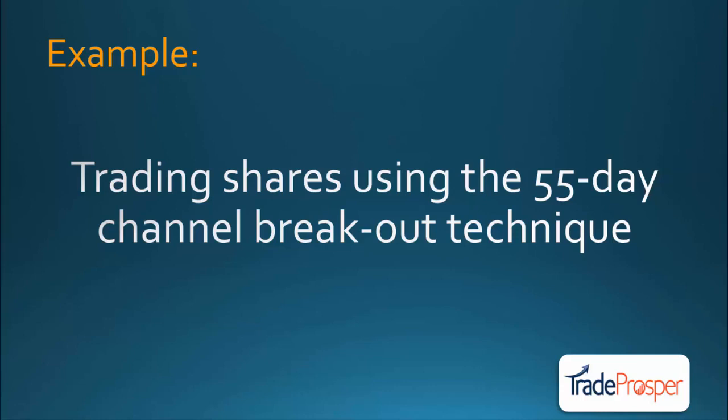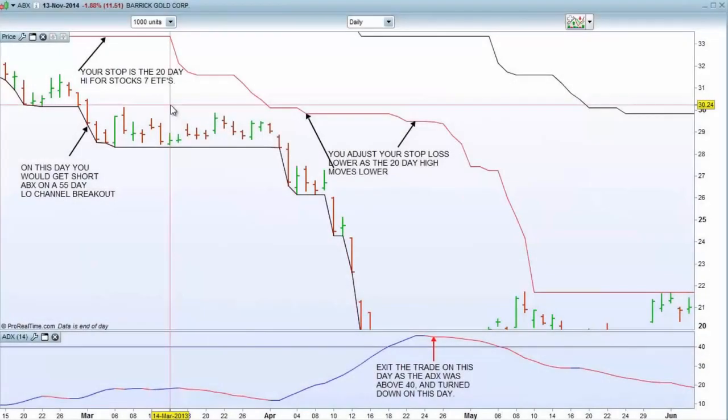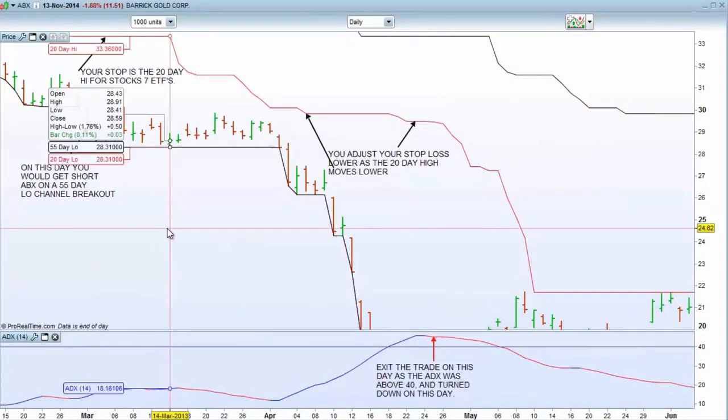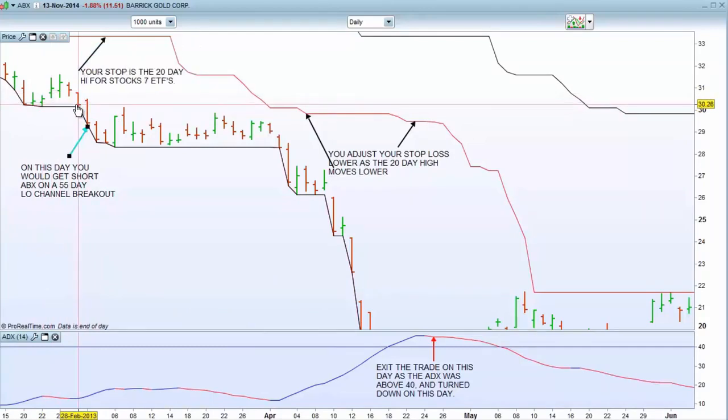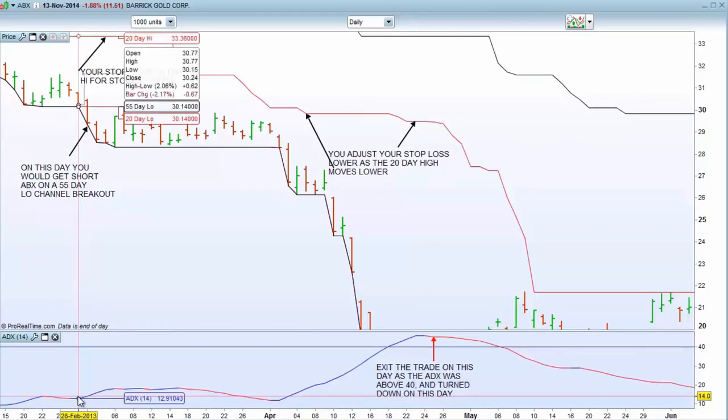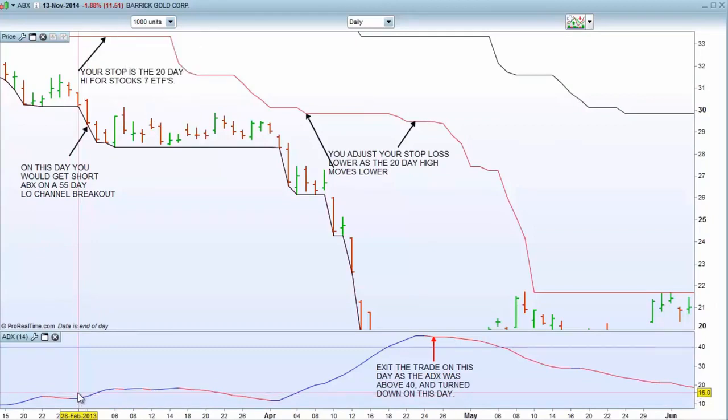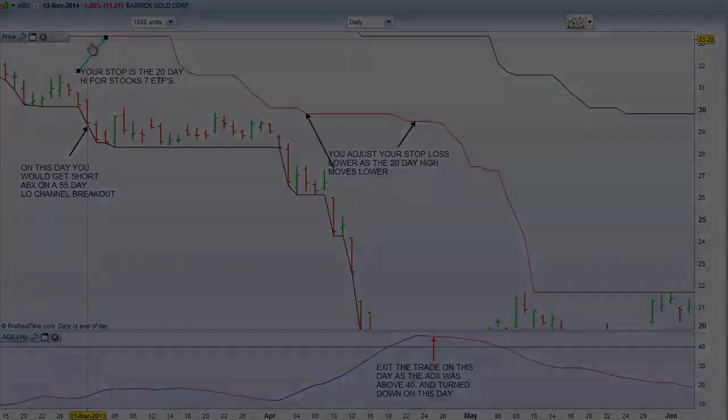So here's the part that I'm referring to. What I have here is an example of a stock, Barrick Gold Corp, ticker ABX. And what you'll see here is we have a sideways setup, 1, 2, 3, 4, 5. On this fifth day, you can see below that the ADX is blue and rising. So we place an order to sell on that day with the cushion. And the next day, we get short ticker ABX on a 55-day low channel breakout. Remember, for stocks and ETFs, your stop is the 20-day high. So your stop is all the way up here.